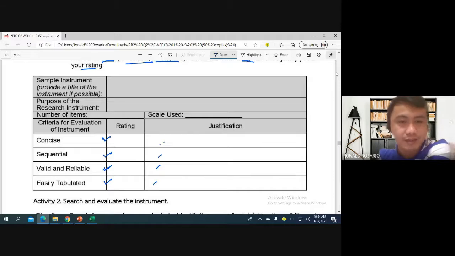Bakit siya concise? Nakita nyo ba na hindi gaanong marami yung mga items? Sakto lang. Sequential. Bakit sequential? Bakit nyo masabing valid and reliable? Bakit easily tabulated and so on? So, yung justification nyo din, makakatulong yung mga discussions tungkol sa 4 na yan kanina. Depende doon sa itsura nung instrument na ginamit doon sa study.